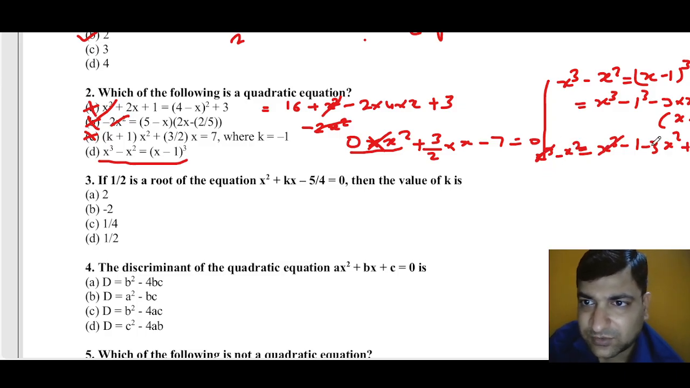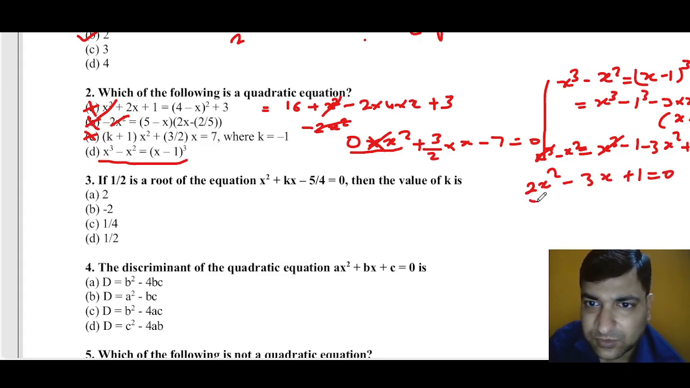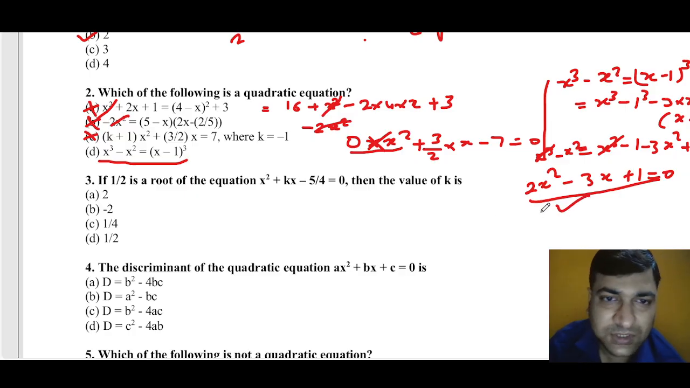And this minus x square here, minus 3x square. When we move this minus 3x square from RHS to LHS, it will become 2x square minus 3x plus 1 equal to 0. So this is a quadratic equation. So the answer is option 4.